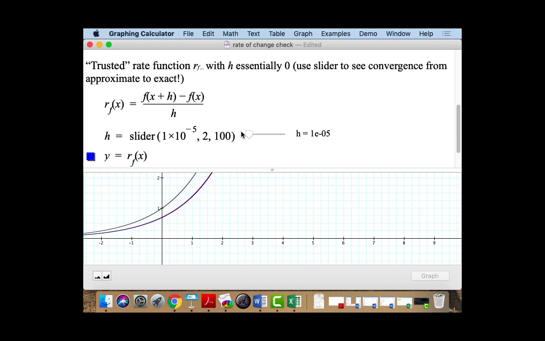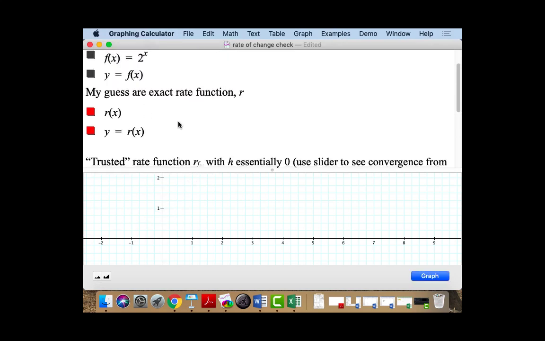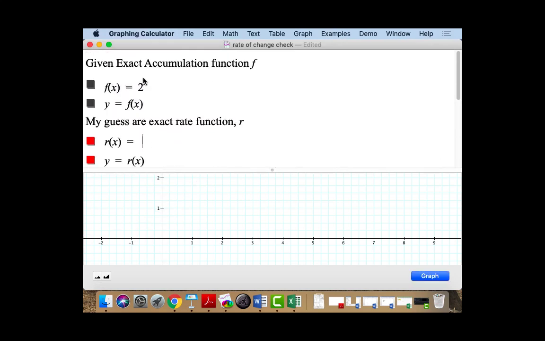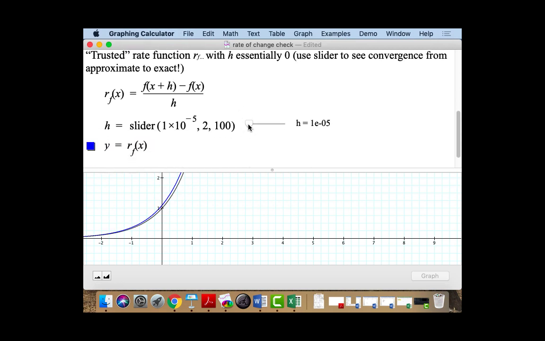So that's a weird number, though, just 0.7. Seems sort of random. So let's look at some other exponential functions. What if I had 3 to the x and looked at its graph, which, again, is the same shape of function. When I compare it to its derivative, it looks even closer. So 3 to the x and its derivative are extremely close together.